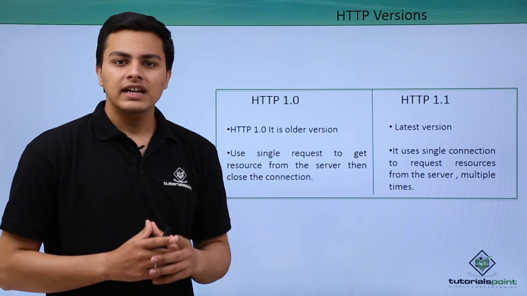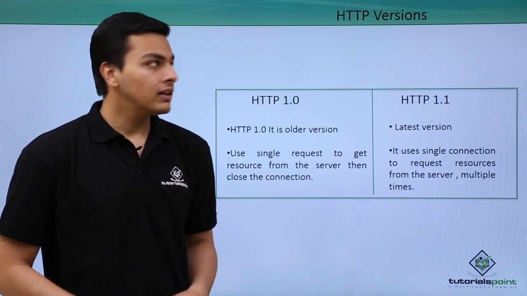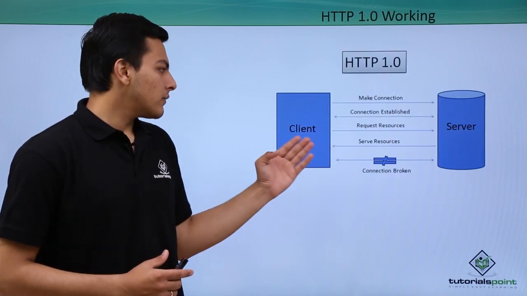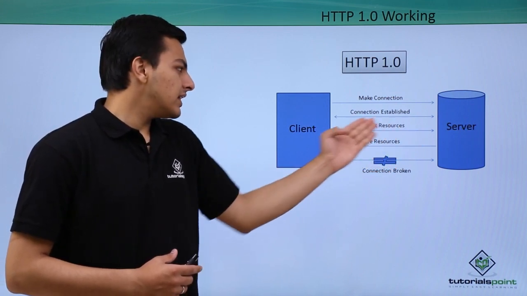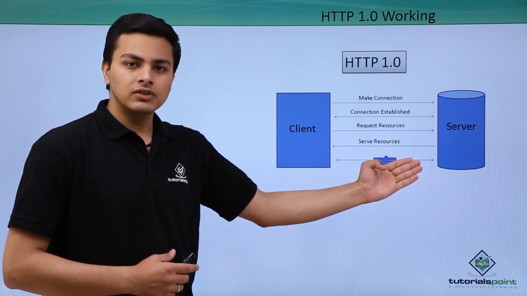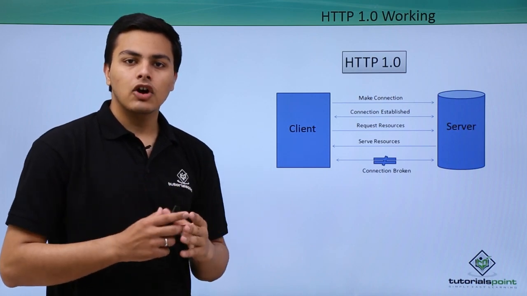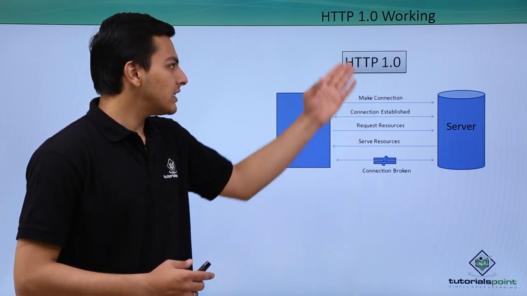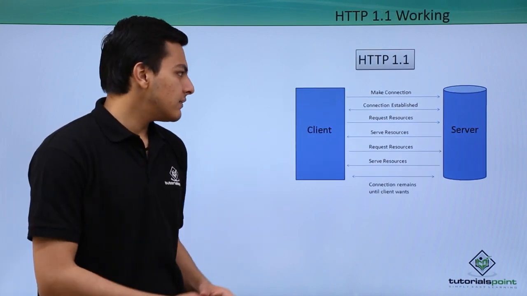Now let's talk about HTTP 1.0 and HTTP 1.1 working in much more detail. So here you can see the HTTP 1.0 working. First of all, the client will send a request to the server for making a connection, and once the connection is established, the client will send a request for a resource and the server will serve that resource. And once the client got that resource, here you can see that the connection breaks.